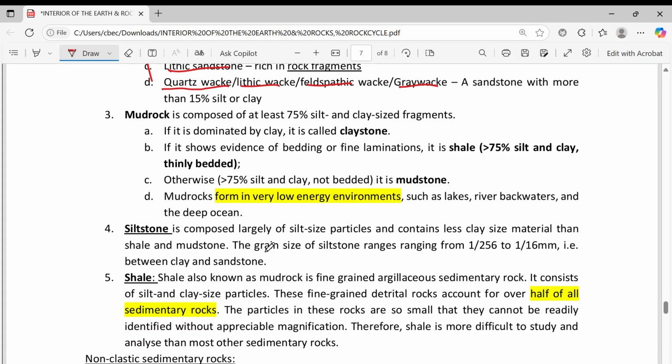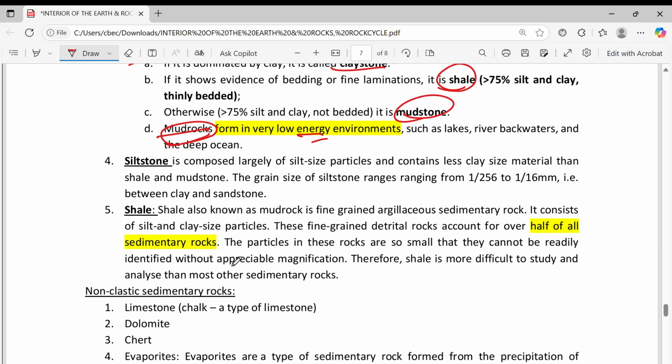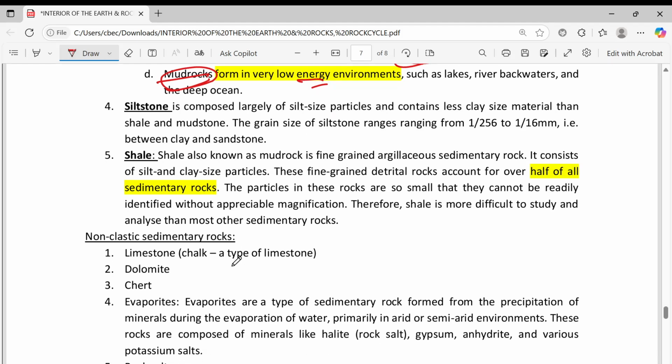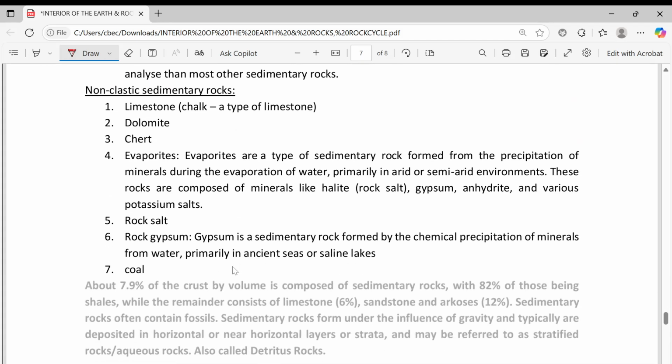Clastic means mineral origin. For example, mud rock, which is composed of silt and clay. Claystone means more clay will be there, then shale, then mudstone, then mud rocks. Mud rocks form in very low energy environments. They may simply ask whether mud rock is sedimentary or igneous. From silt it will form siltstone, and shale I already told you.